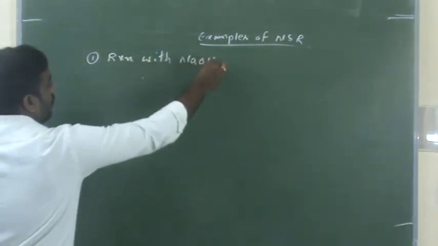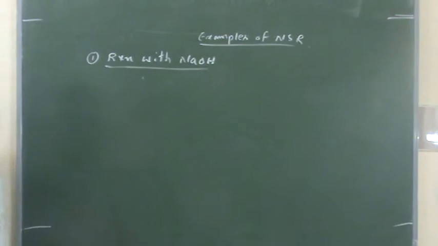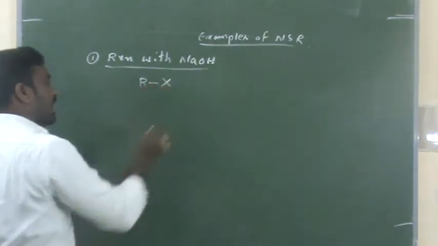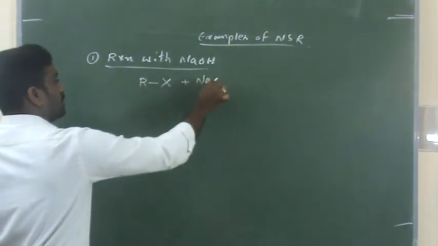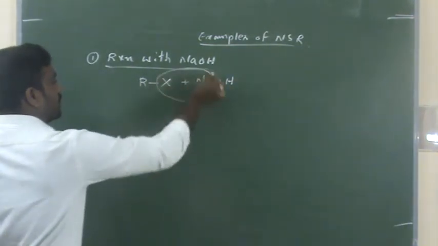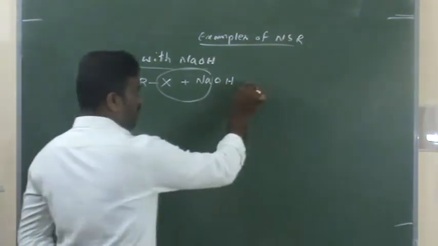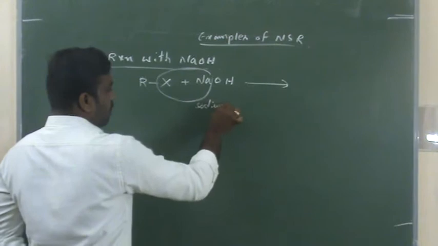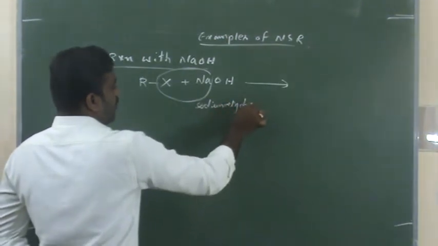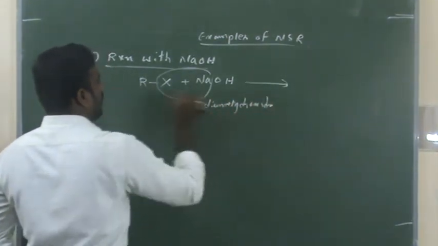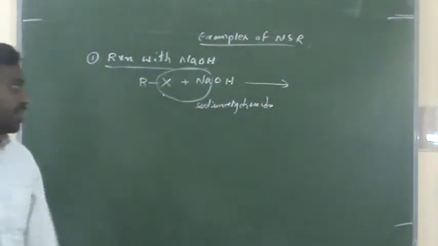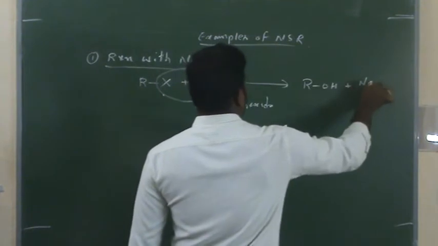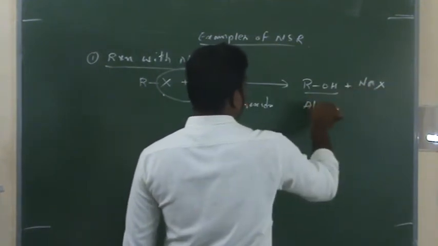NaOH. Reaction with NaOH. When alkyl halide, RX, reacts with NaOH, there is a removal of NaX like this. Okay, so what is this NaOH? NaOH is nothing but sodium hydroxide. When alkyl halide reacts with sodium hydroxide, what is formed? ROH plus NaX. This ROH is called alcohol.